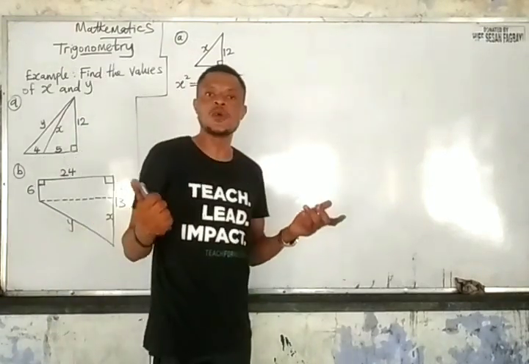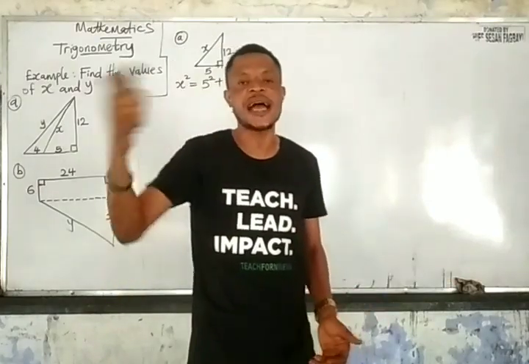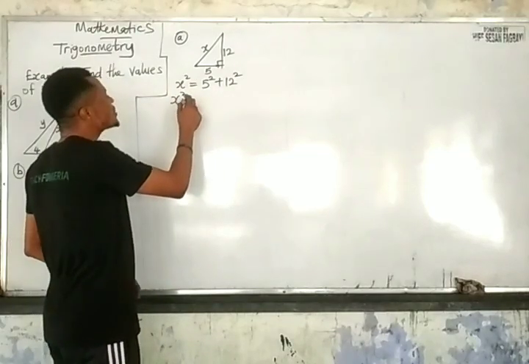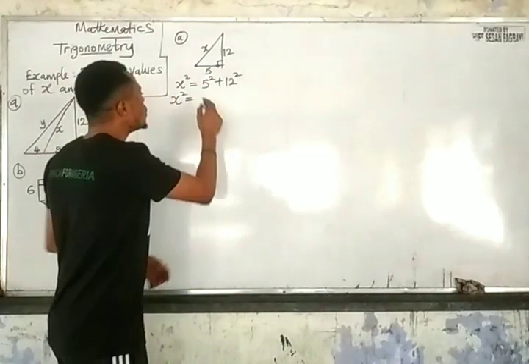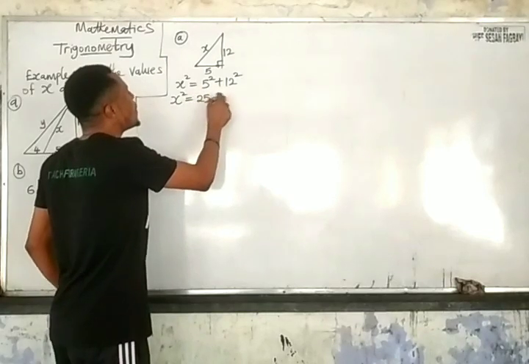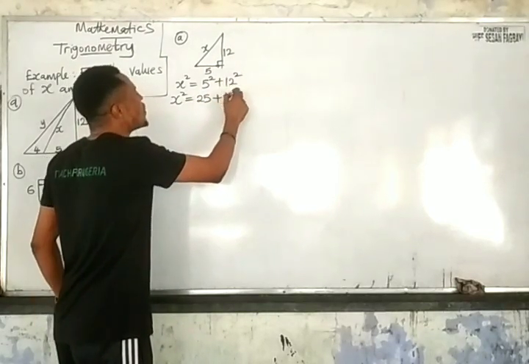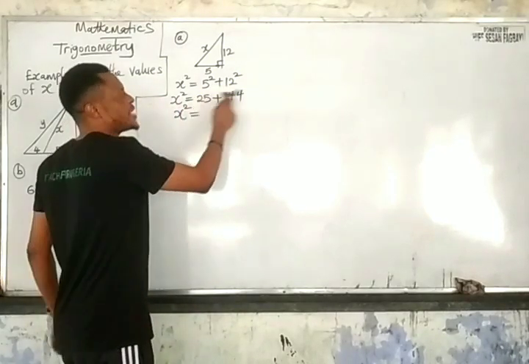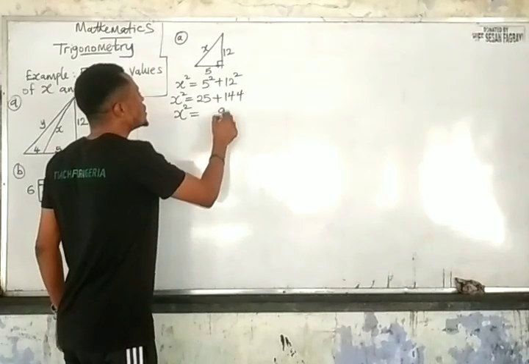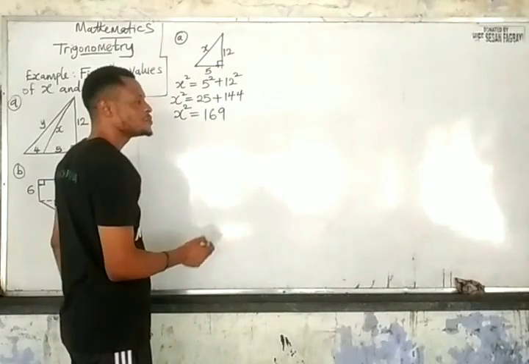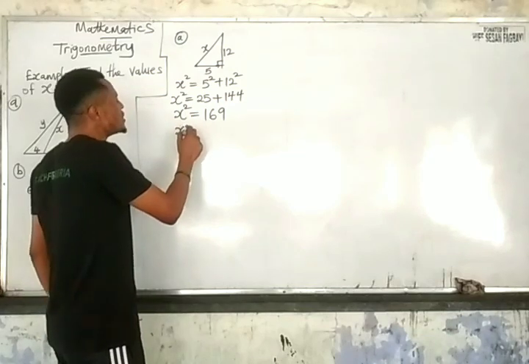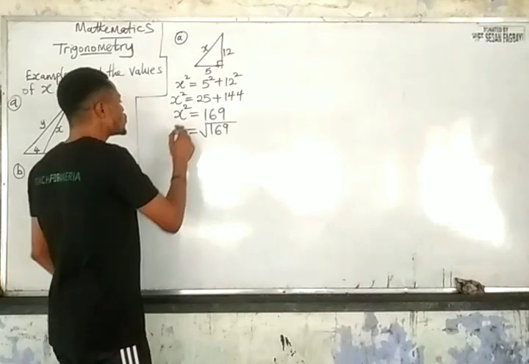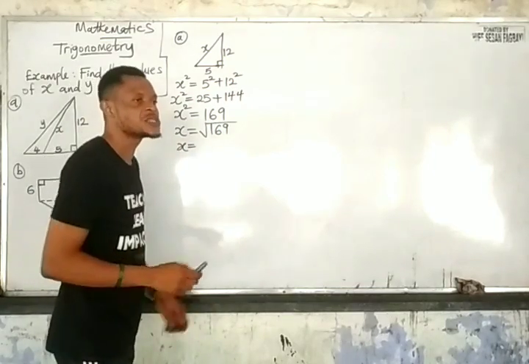Like I said earlier, we don't need to bother which one is opposite and which one is adjacent, since we are adding them together. So we proceed by having x square equal to 5 raised to power 2, which gives us 25, plus 12 raised to power 2, which gives us 144. Then x square is equal to the addition of these two, which gives us 169. So x is going to be the square root of 169, and the square root of 169 gives us 13.